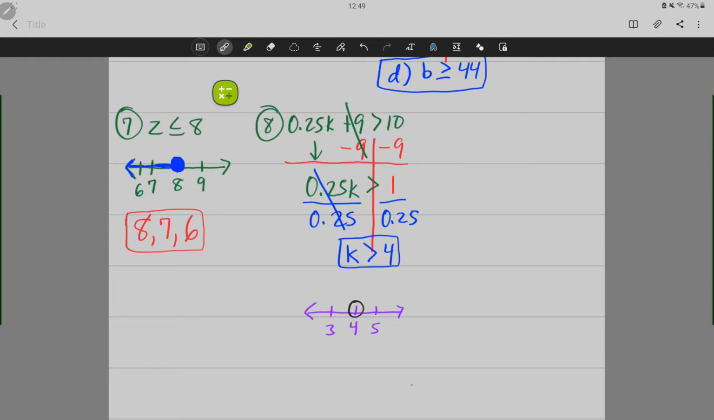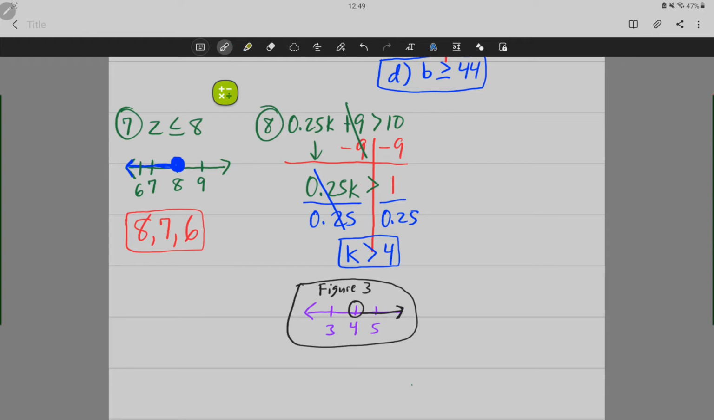And greater than 4, numbers are to the right. So that's the graph that we're going to choose, the number line, which is choice, I would say C, but it says figure number 3. So figure 3 is our answer. Okay, a couple more, and we're done.